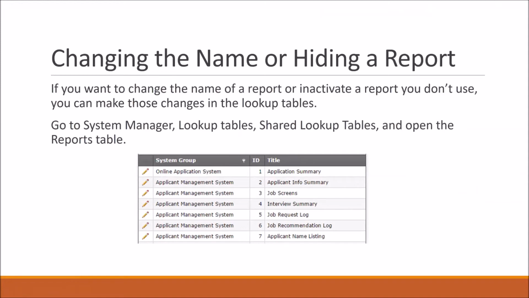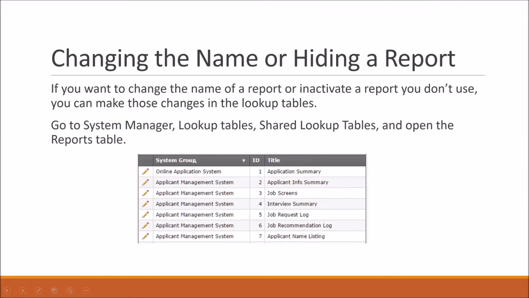You would go to the System Manager menu and go to the Lookup Tables, and you go to the Shared Lookup Tables, and you would find the Reports table. And it looks like this. And then you would find the report you want to update or change the name. And this is actually an old screenshot because it says Applicant Management. I forgot to update this. It should say Job Application System.